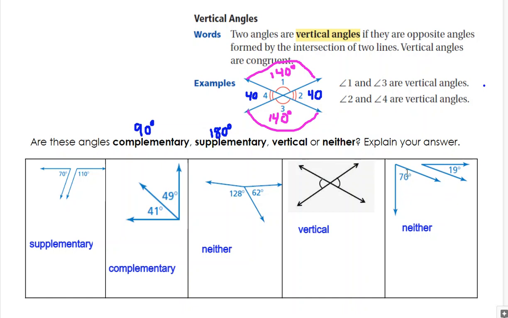It looks like it'd be 90 if I combine these two, but it's super close. Look, 70 plus 19 will give me 89, not 90, right? So it's almost complementary, but it's not complementary because it doesn't give me 90. All right, complementary makes a corner. Corner is 90 degrees. Complementary is 90 degrees. Supplementary makes a straight line. A straight line is 180 degrees. Supplementary is 180 degrees. Vertical are across from each other, and they are equal or congruent, right? Adjacent angles are next to each other. They share a common wall. They share a common side, like our townhouse example, right? Townhouses are adjacent to each other.